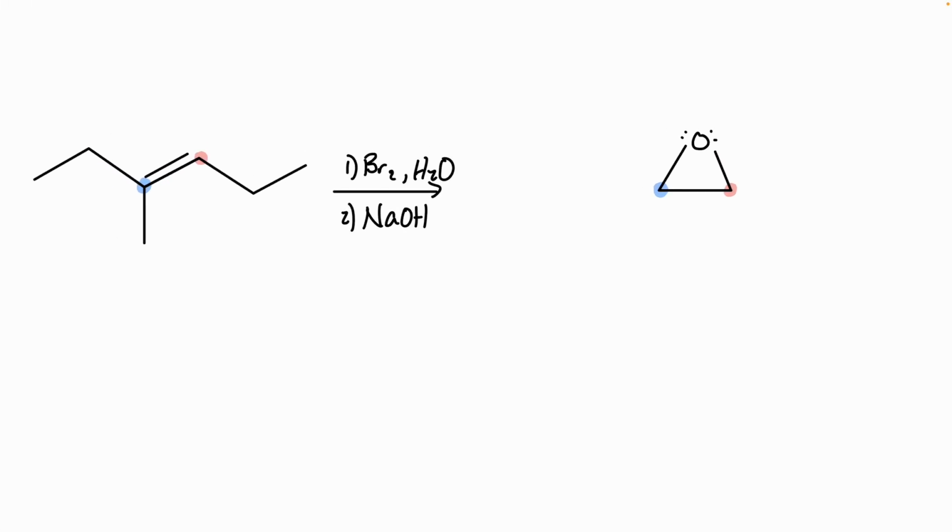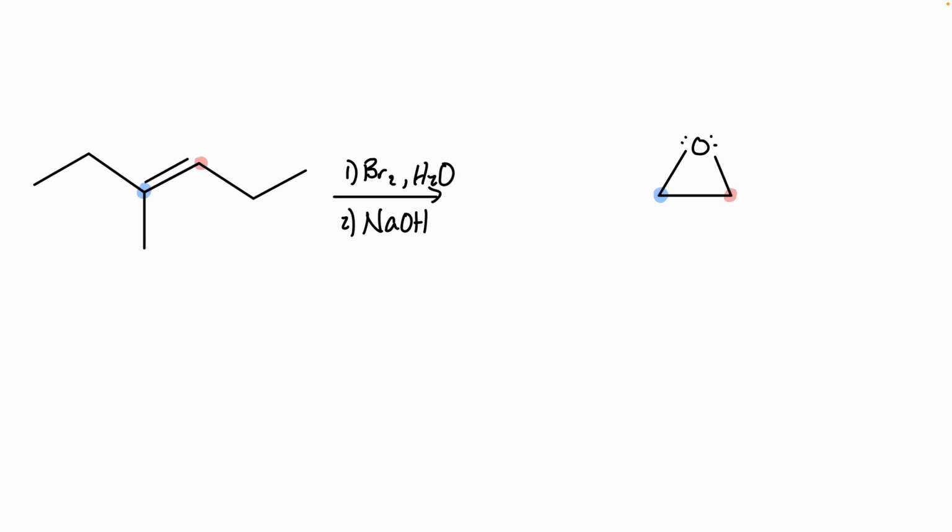And importantly, if I look here in my structure, the methyl group on my blue carbon and the ethyl group on my red carbon are pointed in the same direction about that double bond. That means when I draw my epoxide, they better be pointed in the same direction. They either both are going to be on a wedge or both are going to be on a dash. Whichever one you pick doesn't matter. I'm going to pick a wedge. So I'm going to put this methyl group on a wedge.